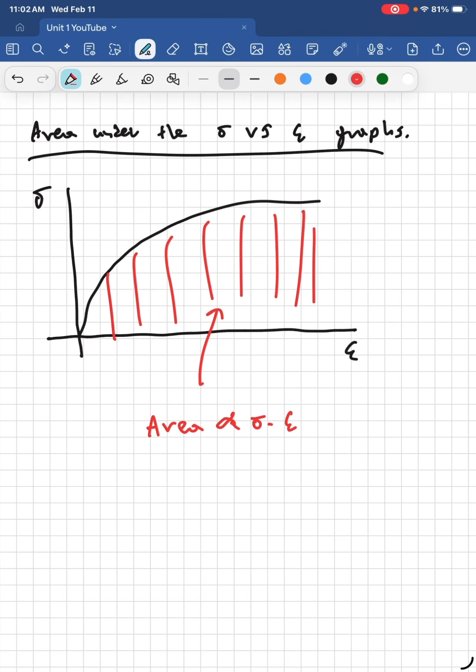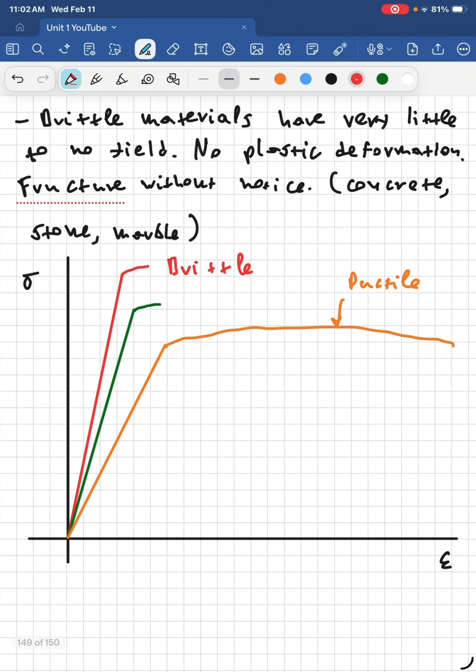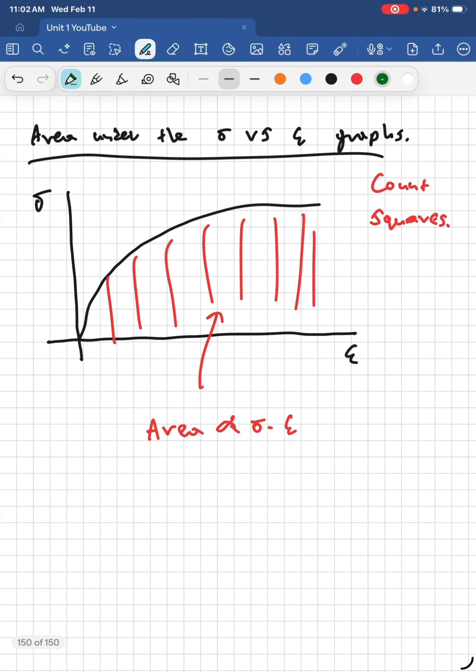So again, you will have to count squares to find this. Count squares. Okay. Except for the linear region. I mean, in the linear region, you can use the area of a triangle. So for example, in this graph, this area over here is a triangle, right? So anyway, what kind of quantity does this represent?